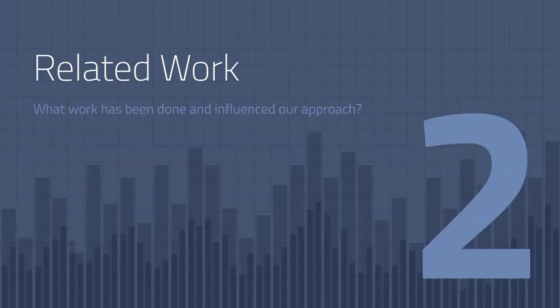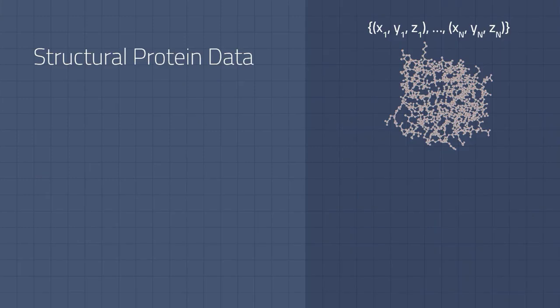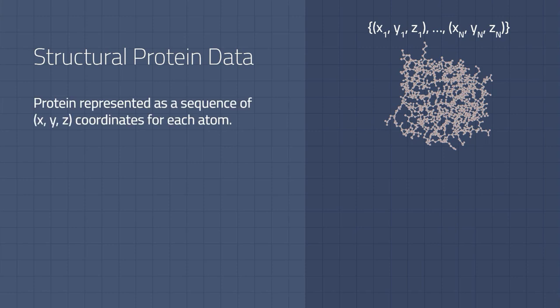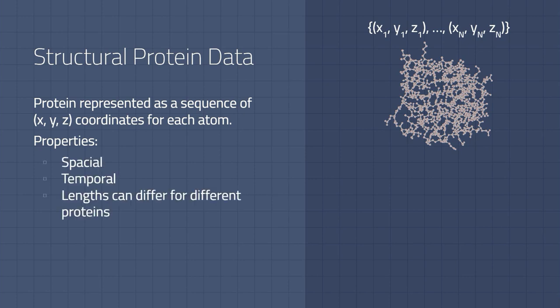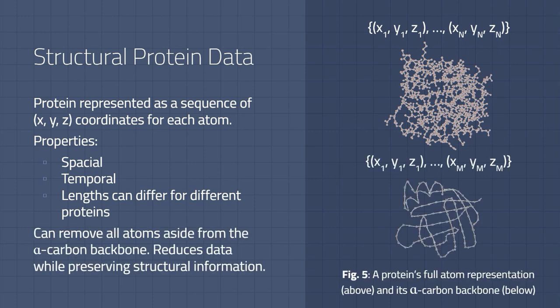So what work has been done thus far and has influenced our approach? Well, to begin with, we need to go over what structural protein data is. Structural protein data is just a sequence of XYZ coordinates for each atom in the protein. And these have the following properties: they're spatial, temporal, and their lengths can differ for different proteins. And if we could remove all of the excess atoms aside from the alpha carbon backbone of a protein, we can dramatically reduce the size of the data while still preserving the structural information that we are interested in.